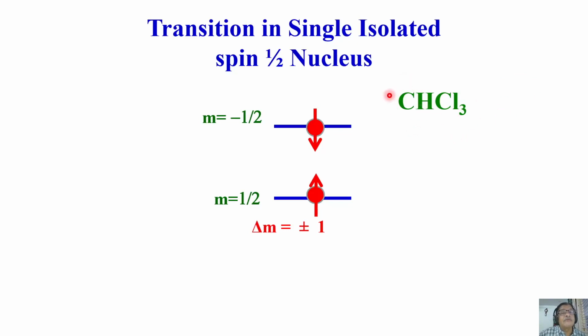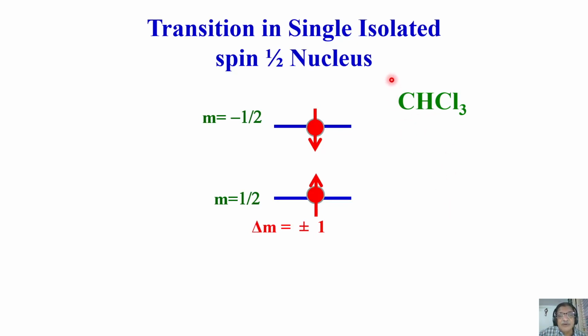Carbon 13 is there, and that can couple to this. But carbon 13 has a very low natural abundance, only 1%. This is what you should remember. As a consequence, for the time being, we will assume carbon 13 coupling to proton is not there. Even if it is there, the intensity is very small, so we will not bother about that coupling.